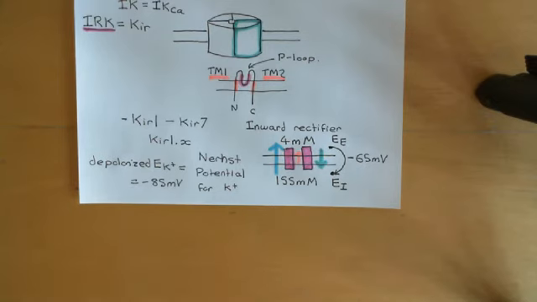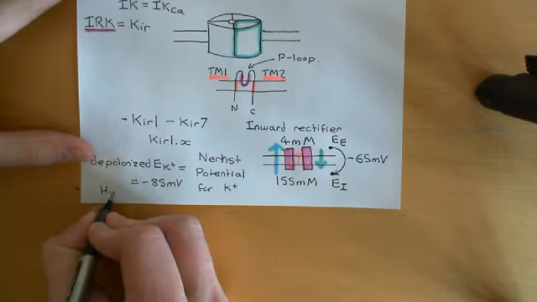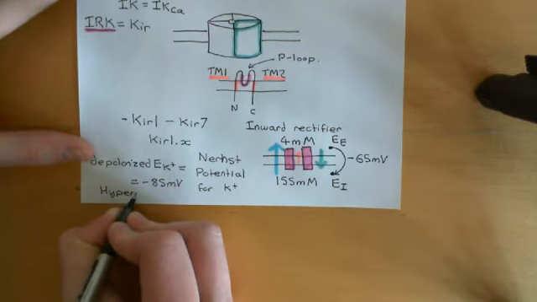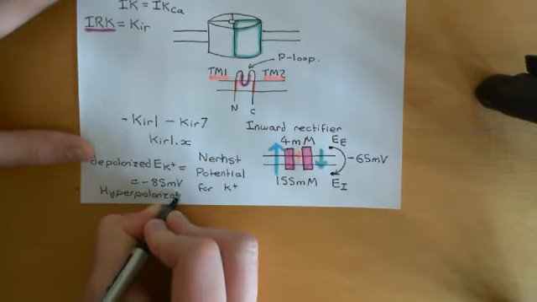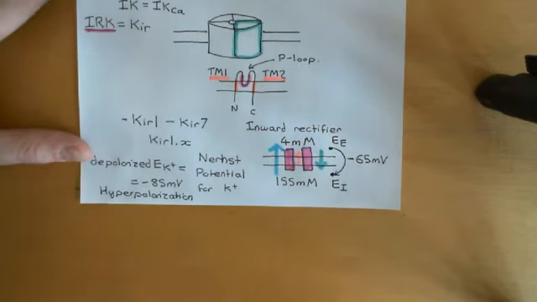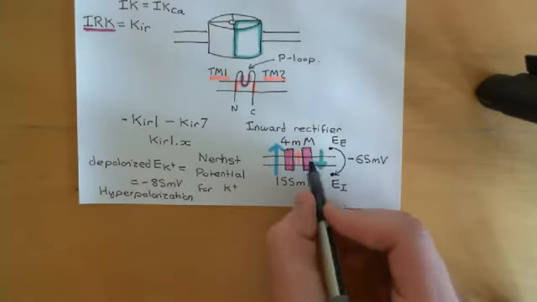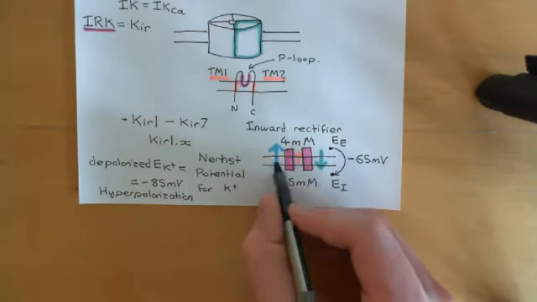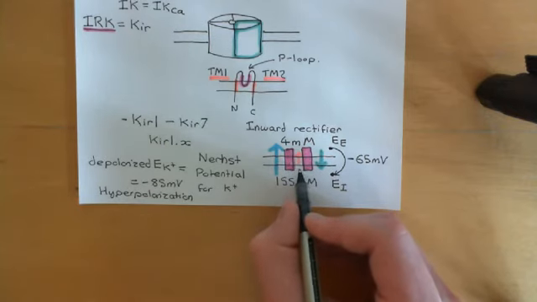On the other hand, if you go hyperpolarized of this, if you go to negative 95 millivolts, what will happen now? Well, it will actually completely reverse. If you go to negative 95 millivolts, or indeed anything hyperpolarized to negative 85 millivolts, now the electrical gradient will be stronger than the concentration gradient, so you'll actually get potassium moving in.